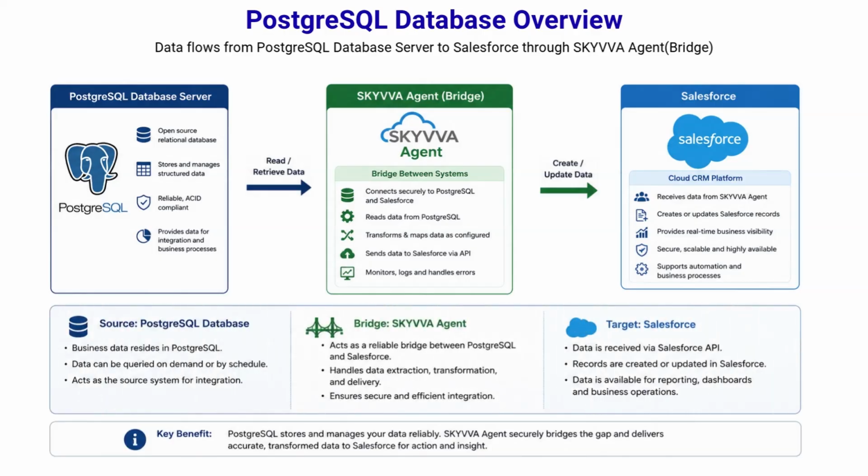Step 6. Overall process summary. To summarize the complete process, PostgreSQL serves as the source system where business data is stored. SKYVVA Agent securely retrieves that data, transforms it according to the configured business rules, and delivers it to Salesforce through the API. Finally, Salesforce stores the data as business records, making it available for users and business operations. This automated process eliminates manual data entry, improves data accuracy, and ensures reliable synchronization between PostgreSQL and Salesforce.